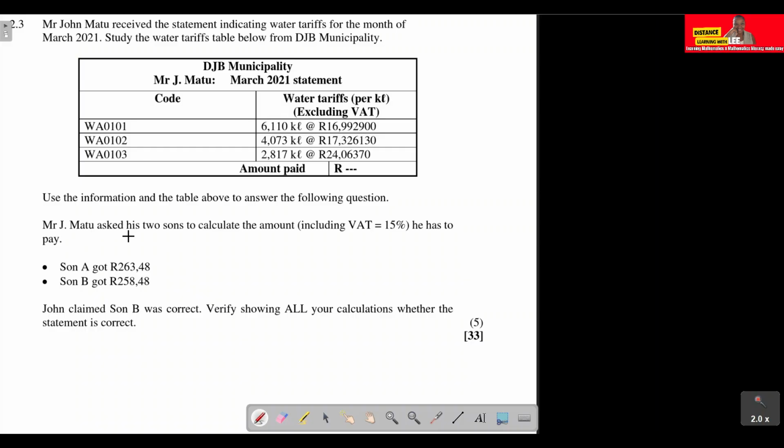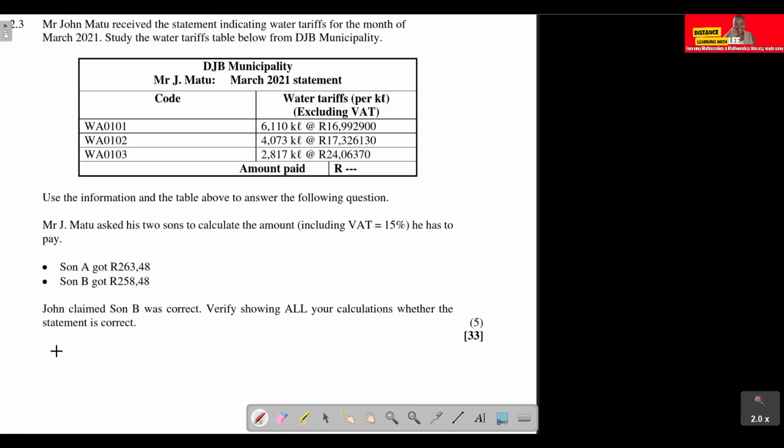Mr. J. Matu asked his two sons to calculate the amount, including VAT, which is 15%, that he has to pay, right? His first son, or son A, says that he basically paid 263 rand and 48 cents. That is the amount that the son is saying that his dad pays, including VAT. Son B says that he paid 258 rand and 48 cents. Okay, so John claimed that son B is correct. Now we need to verify, showing all our calculations, whether his statement is correct.